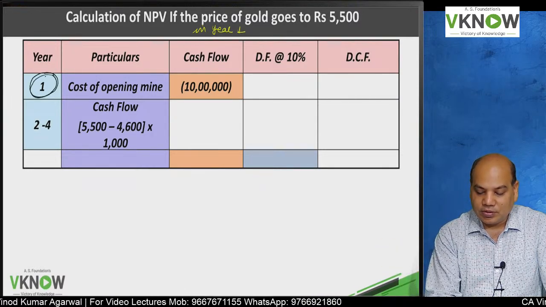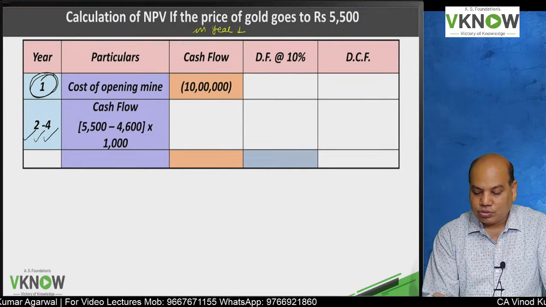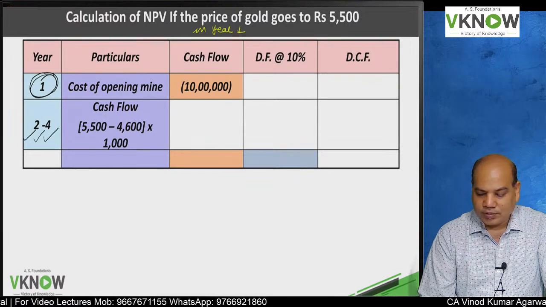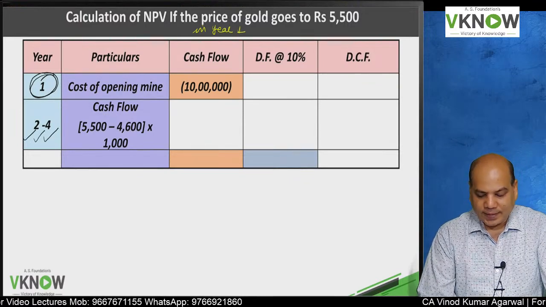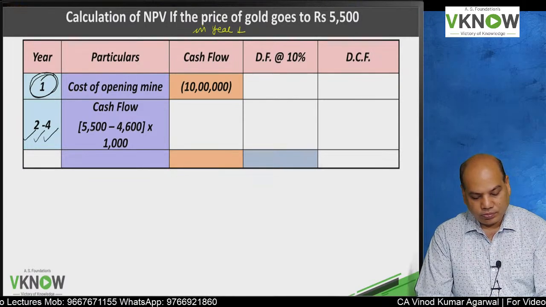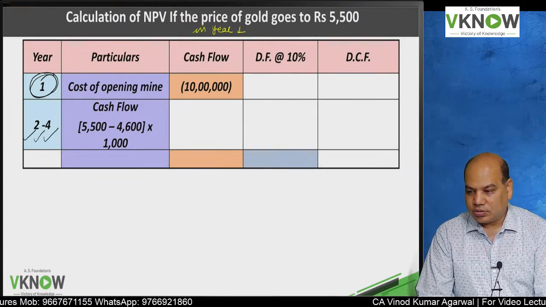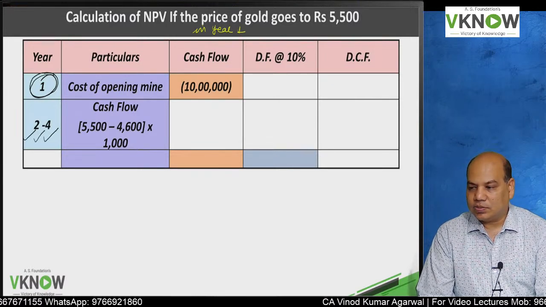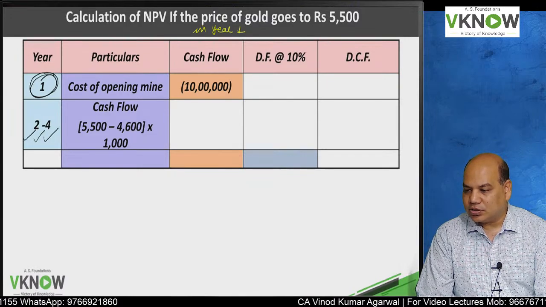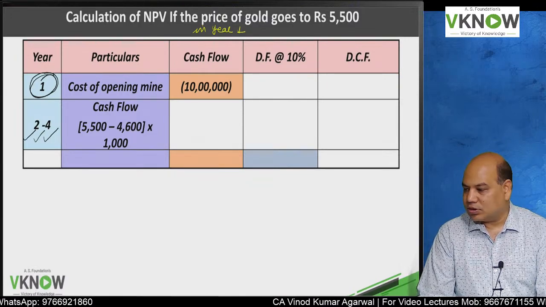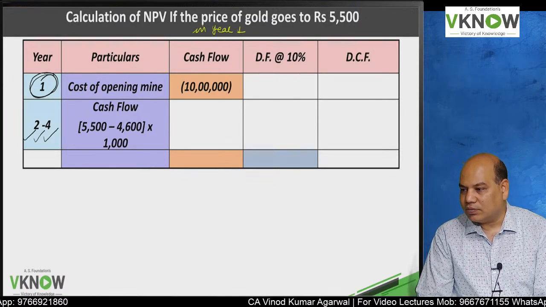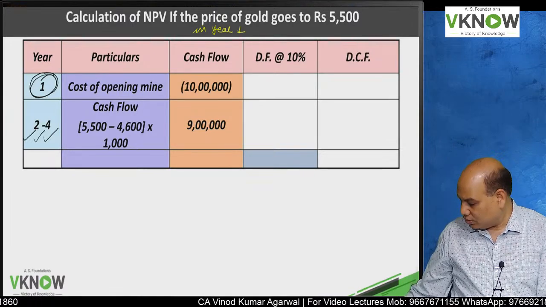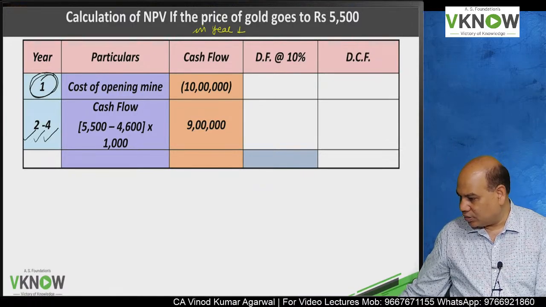If you open the mine in year 1, cash flow will come in years 2, 3 and 4. Your cash flow will be 5500 into 4600 minus 4600 into 1000. How much is the answer? How much will be your annual cash flow? 9 lakh, very good. 9 lakh is right.